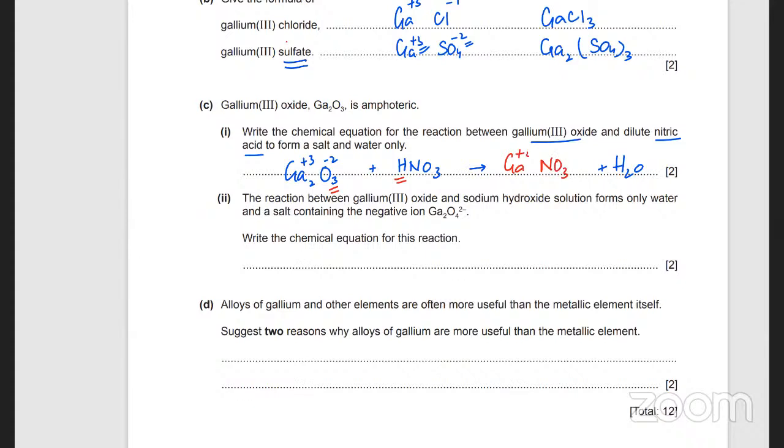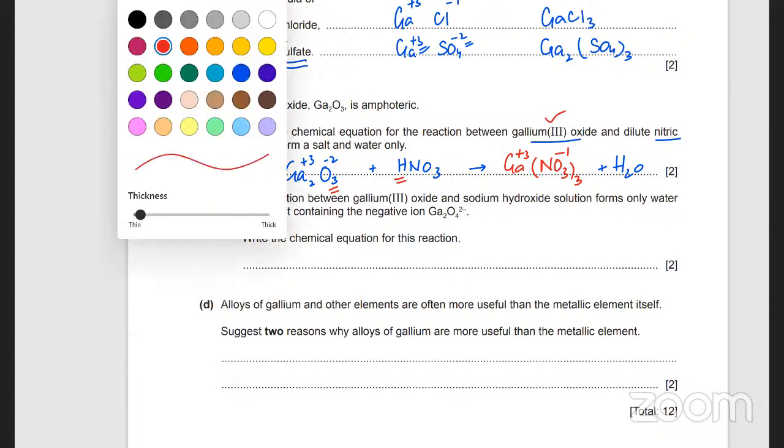Ga was +3. They already told you Ga is +3. What charge does NO3 have? NO3, the charge is -1. So what will the formula be? It's going to be Ga(NO3)3, okay? Is this clear? And then you just have to balance it.